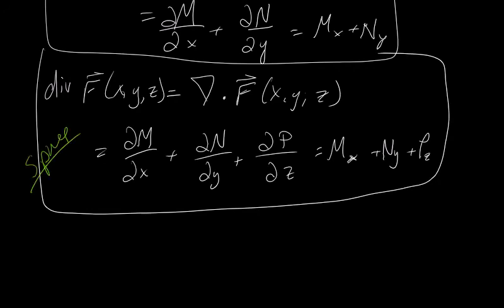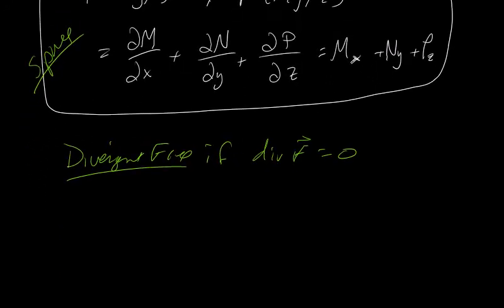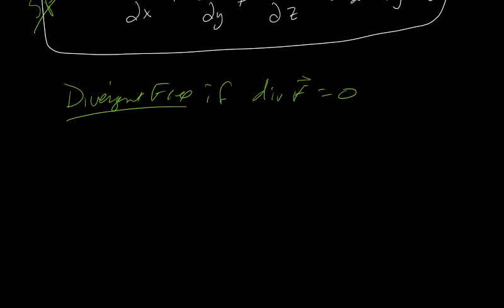Okay, and if the divergence is equal to 0, it's said to be divergence free. So divergence free if the divergence of F is equal to 0. Okay. All right, and it is a scalar function, so if it comes out to just be 0, then it's divergence free. Okay, and we have one last theorem, divergence and curl.